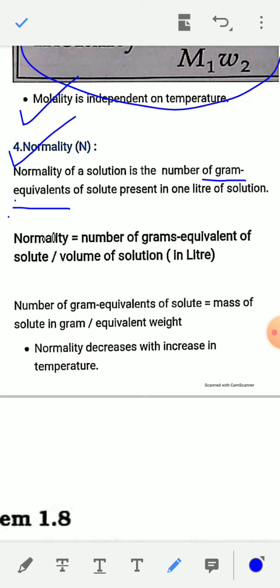The normality of a solution is the number of gram equivalents of solute present in 1 liter of solution. So normality means number of gram equivalents per liter of solution, that is, number of gram equivalents of solute divided by volume of solution in liters. And how to calculate the number of gram equivalents? Number of gram equivalents of solute is equal to mass of the solute in grams divided by equivalent weight of the solute. And remember that normality of a solution is dependent on temperature. Normality decreases with an increase in temperature.